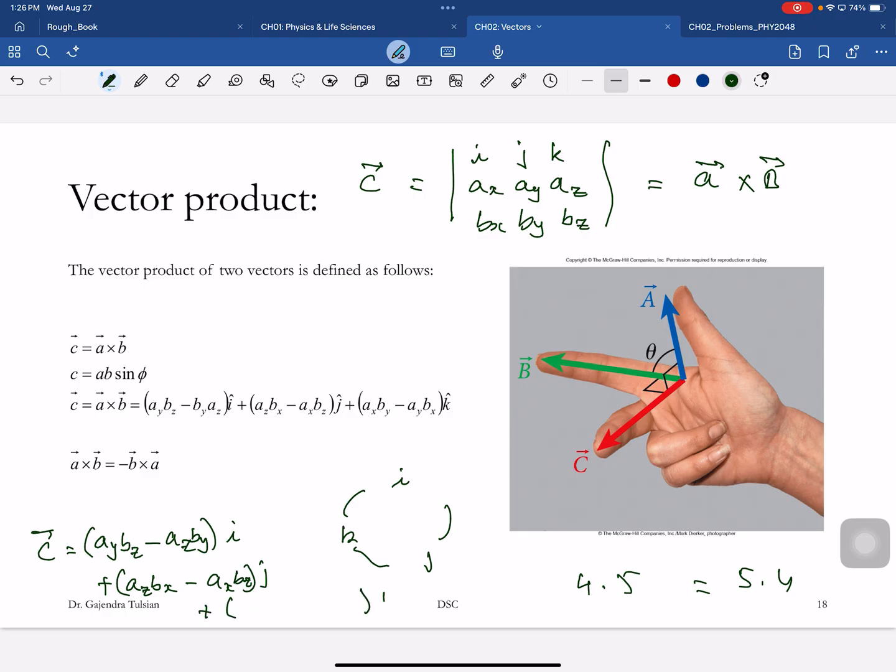Again, it might seem complicated, but you'll be surprised. By Wednesday, you'll be an expert on this thing. Kth component. Anybody want to try it? Very good. Minus. Very good. Okay, so that's the cross product. That was the second product. The result was a vector, and it's not commutative. It's anti-commutative.